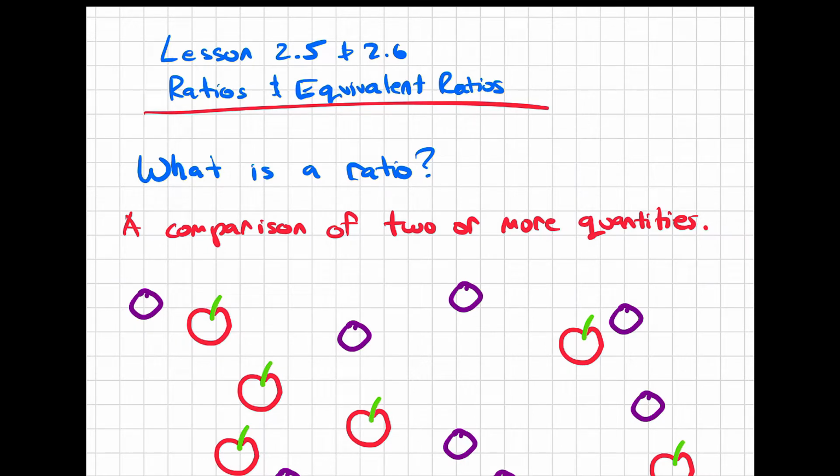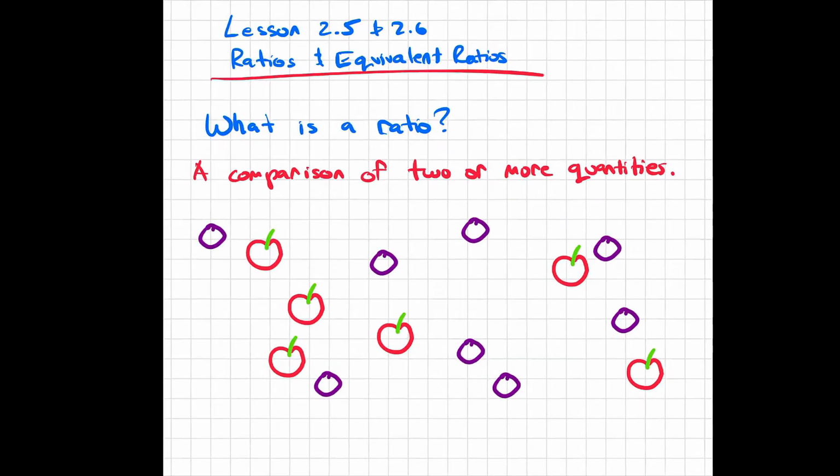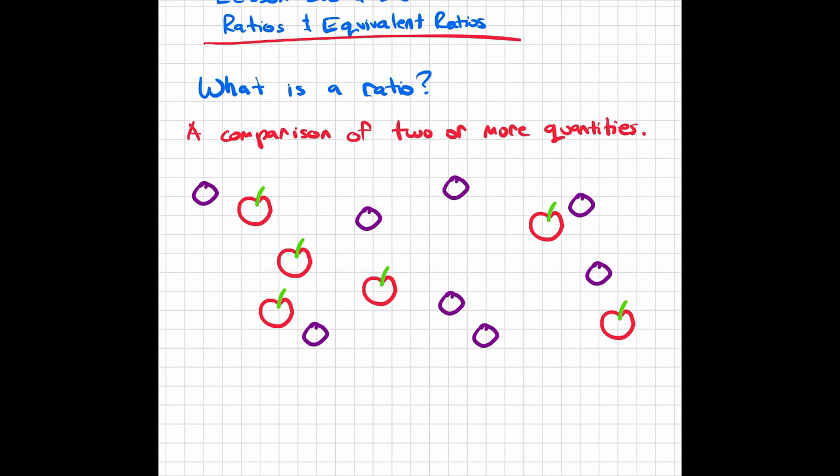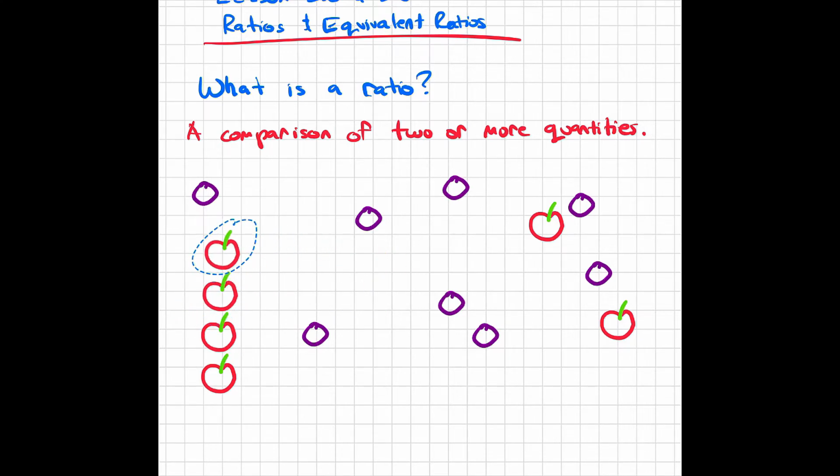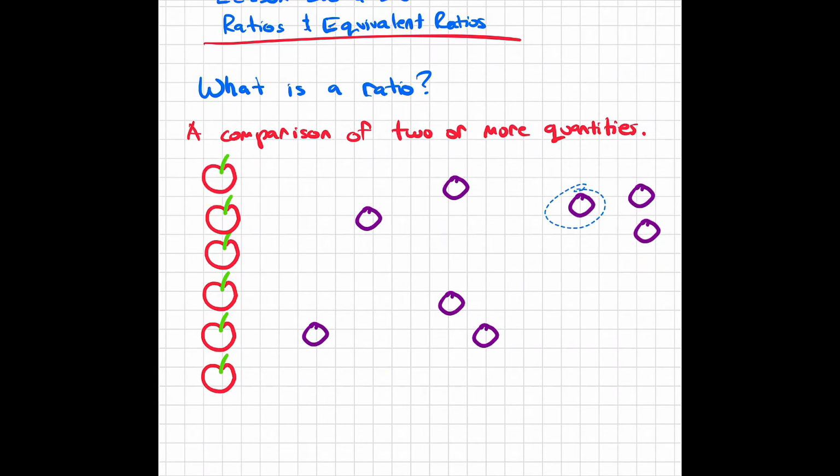Well, it is a comparison of two or more quantities. Now, what does that mean? Well, I've got an example of it right here for you. So you can see below we've got a bunch of apples and we have a bunch of grapes. So I'm just going to go grab all these apples and sort of put them together. Okay, so there we go. I'll move that grape out of there. We'll put it over on the other side.